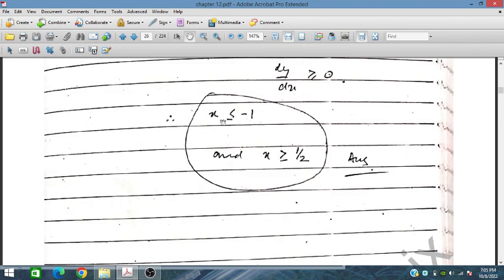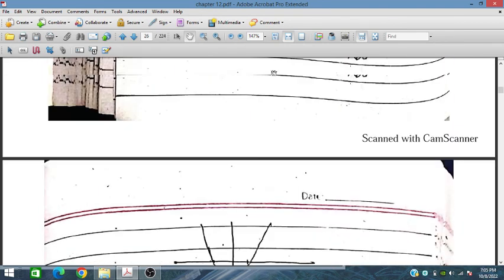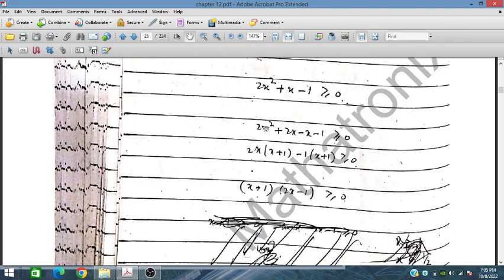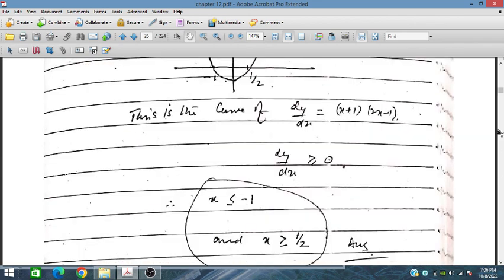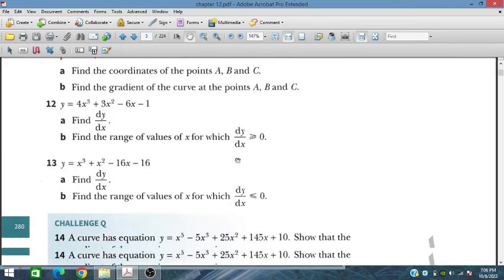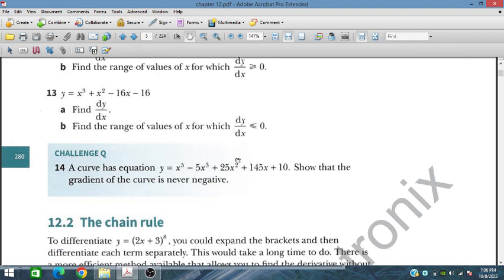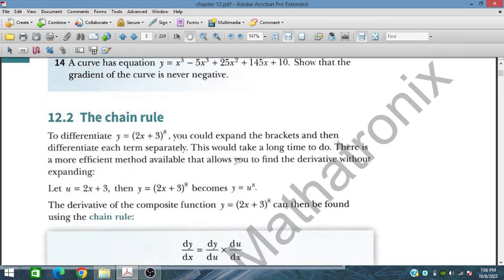We have solved these kinds of problems in chapter 2, in the 2.3 and 2.4 exercises. So now we will discuss exercise 12.2 in the next session.